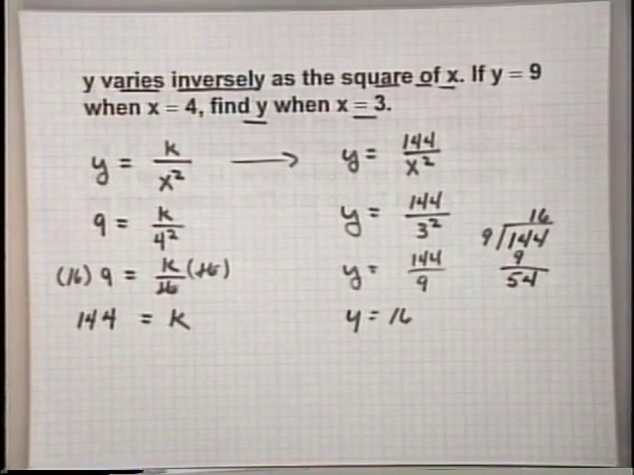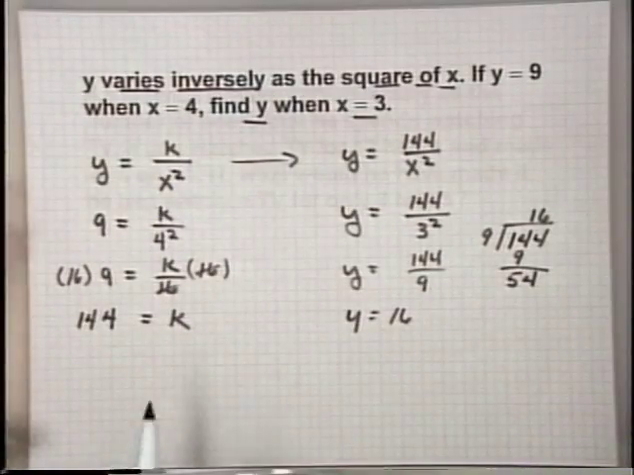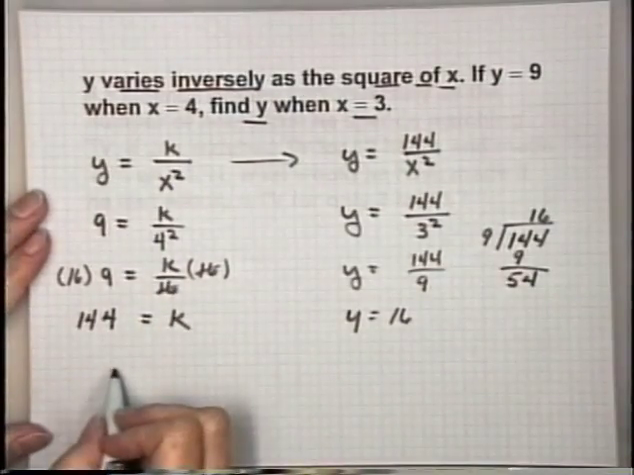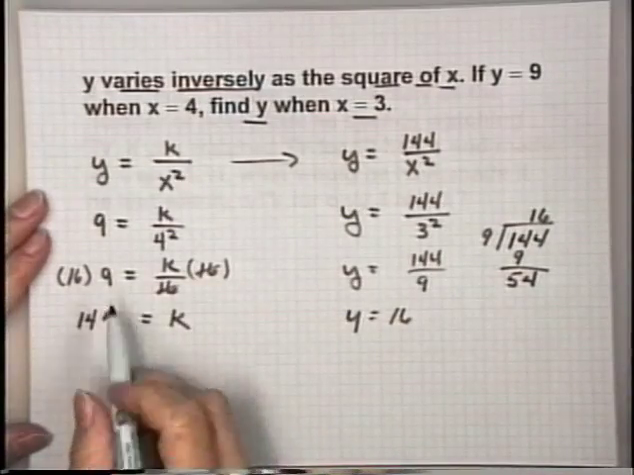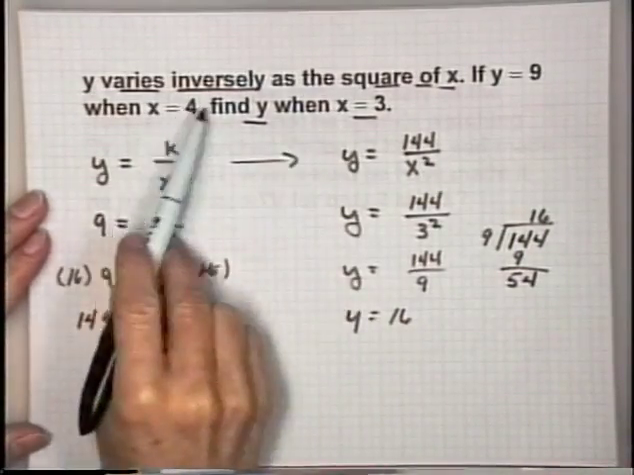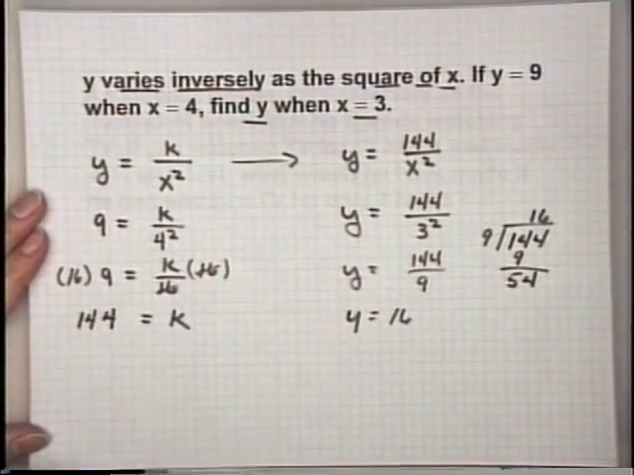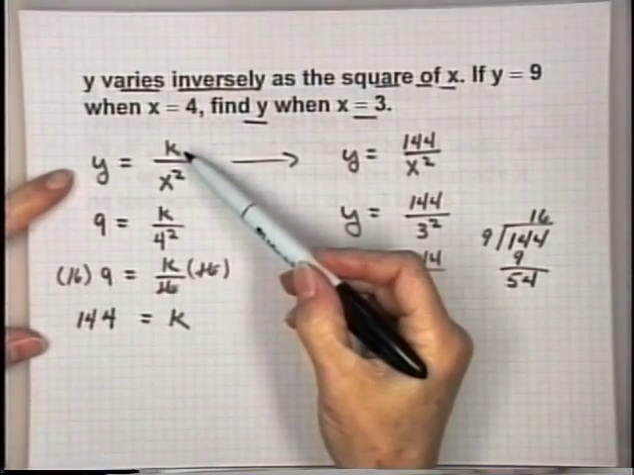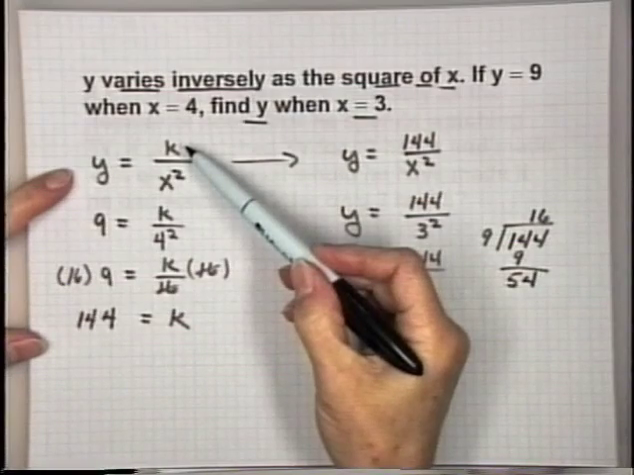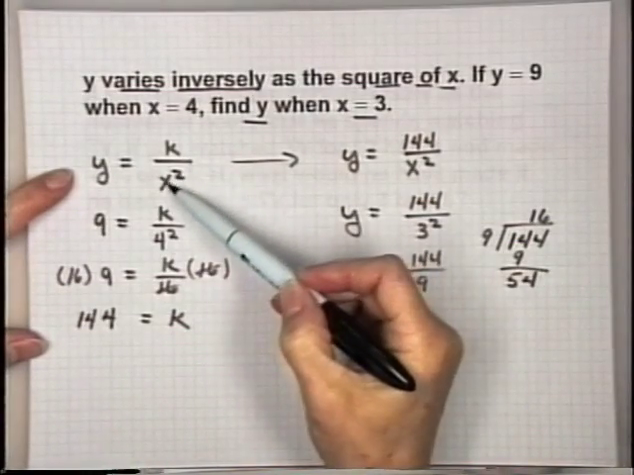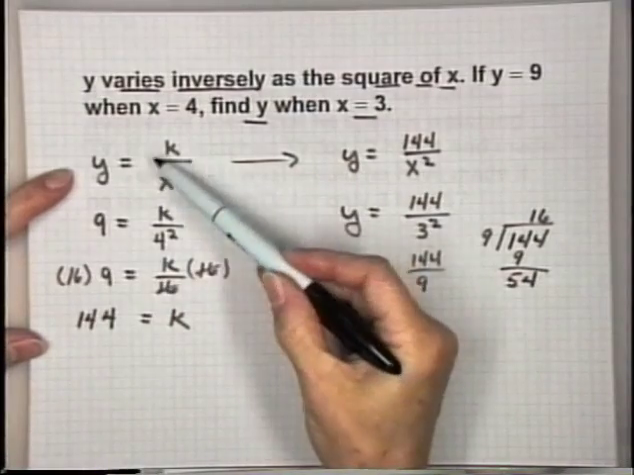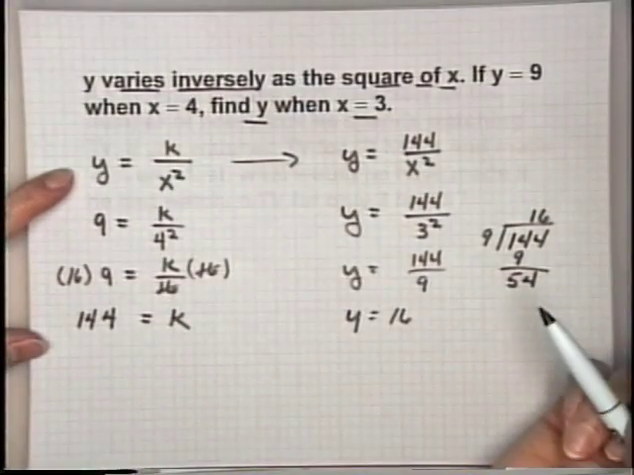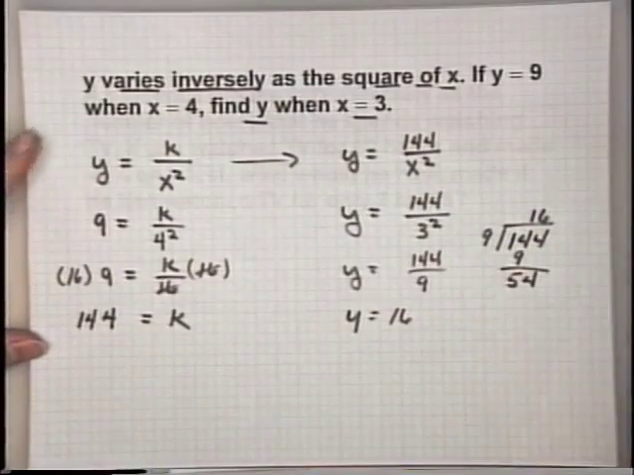Now I want you to notice something with this inverse variation. Notice that y was 9 whenever x was 4. Okay? When x went down, got smaller, what happened to y? It got bigger. Usually with an inverse variation, this is what you're saying: as one variable gets bigger, the other one is going to get smaller. And if you look at this, it's kind of obvious why. If you're dividing k by x squared, the larger x gets, wouldn't y get smaller because our denominator would be getting bigger? And then, of course, vice versa.